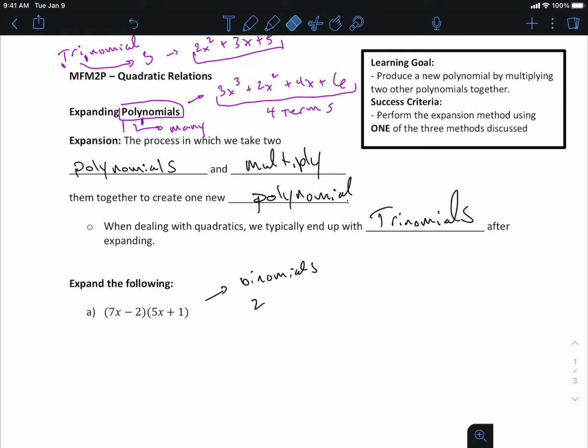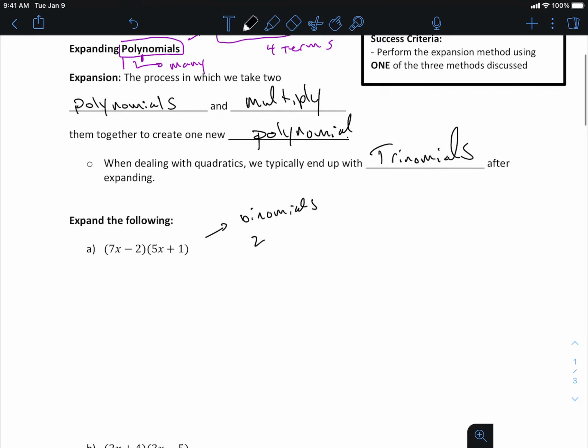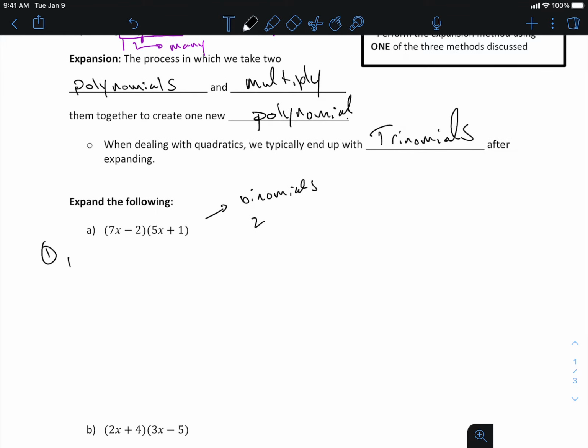Let's start with the one that we're all most familiar with. Let's go with number one. We're going to call this the table method, which you've already seen. I showed you this yesterday. Basically, the table method says length times width has to equal the area. So I'm going to try and build the inside of the rectangle, the area.